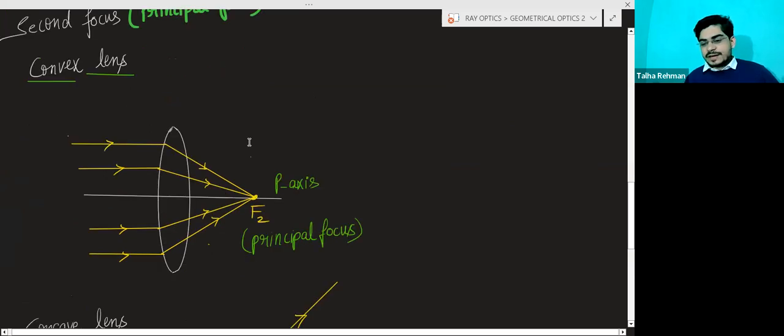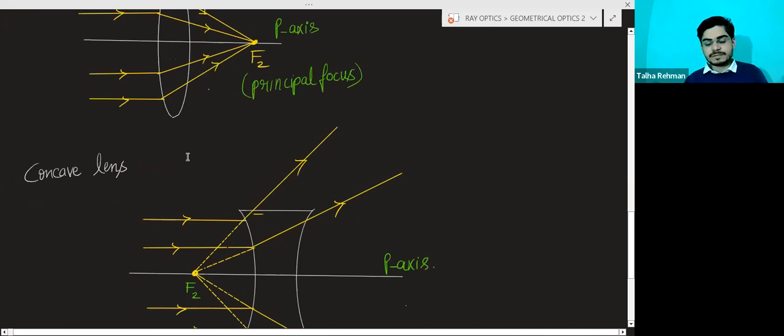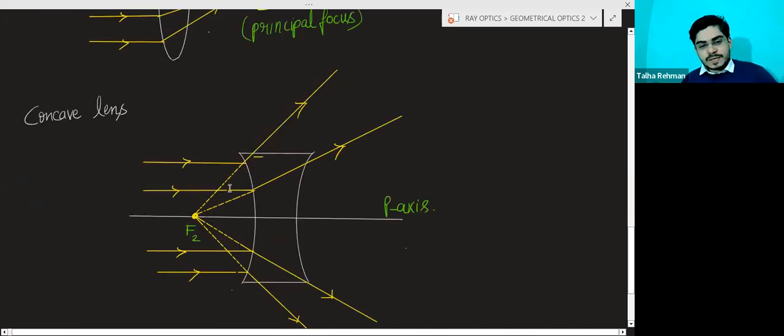You can write the definition by yourself. When the rays of light parallel to the principal axis, after refraction from the lens, meet at a common point, that is known as the principal focus. For the concave lens, you can define the principal focus: light rays parallel to the principal axis, after refraction from the lens, get diverged, and these diverging rays, when produced backward, appear to meet at a common point known as the principal focus.